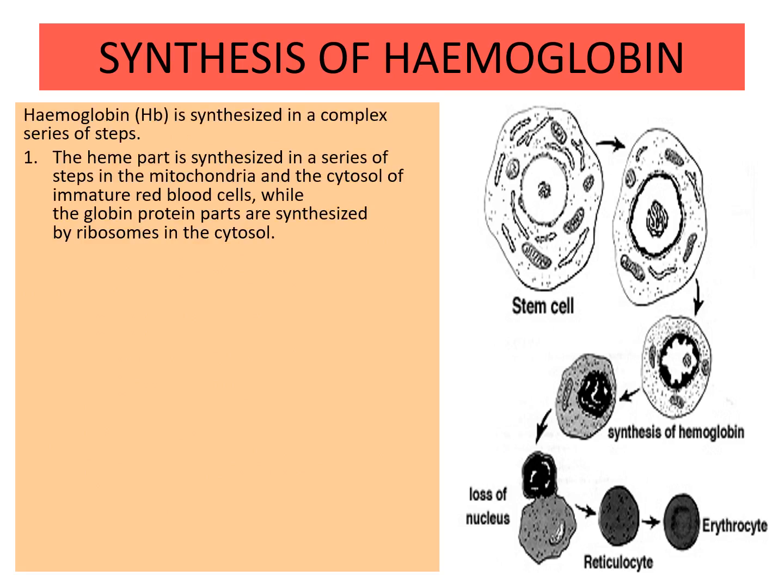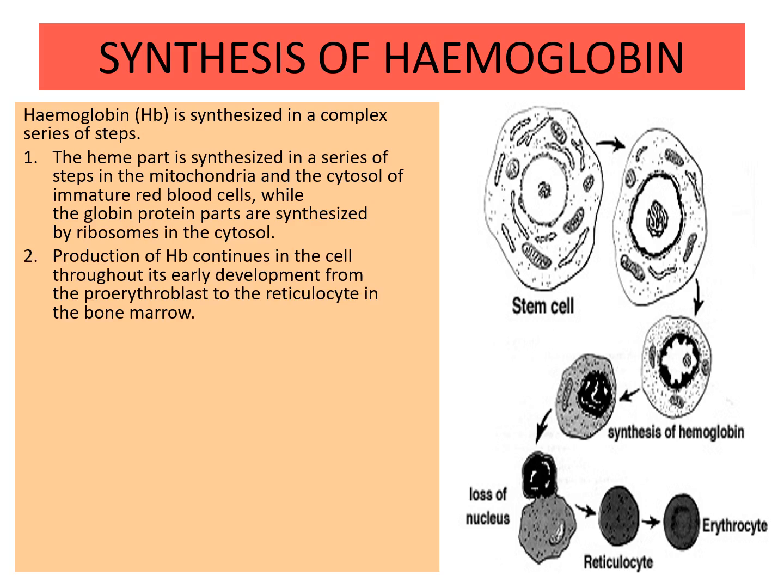So hemoglobin is synthesized in a complex series of steps. The heme part is synthesized in a series of steps in the mitochondria and the cytosol of immature RBC, while the globin part is synthesized by the ribosome in the cytosol. So heme part in mitochondria and cytosol, whereas globin part by the ribosomes in the cytosol.